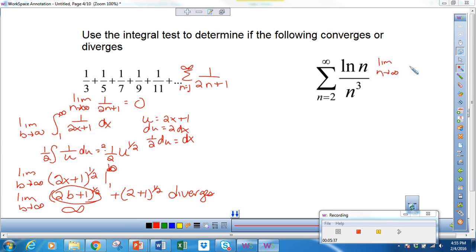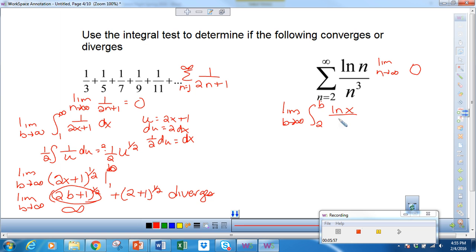And when we do that, we get 0. Does it mean it converges? We don't know. We have to use a separate test. So we have to take the limit as b approaches infinity from 2 to b, because I'm starting at 2, of the natural log of x over x cubed.